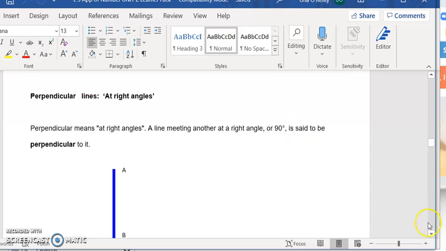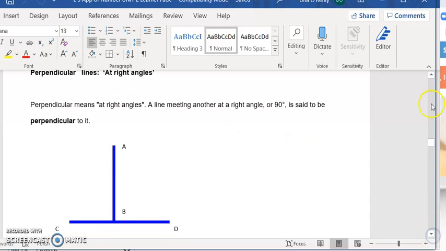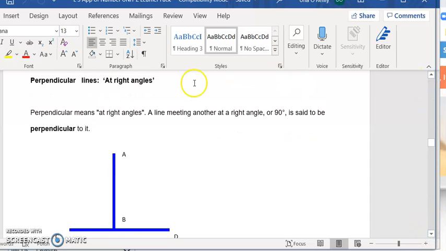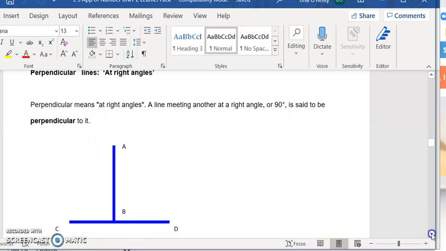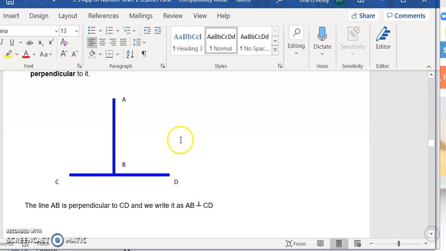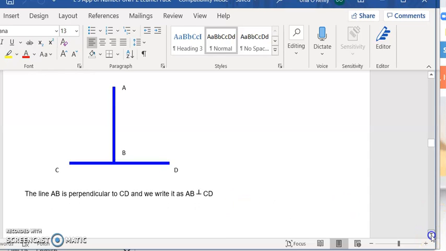Now, perpendicular is the opposite of parallel. So this is like your T-junction. The lines meet and they must meet at right angles. So a line meeting another line at a right angle or 90 degrees is said to be perpendicular to it. So here we have line AB again and line CD. And line AB is perpendicular to CD, and we write it as AB ⊥ CD, with the upside-down T. AB is perpendicular to CD.